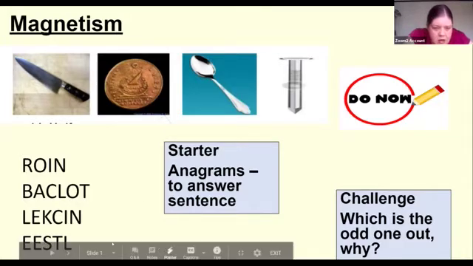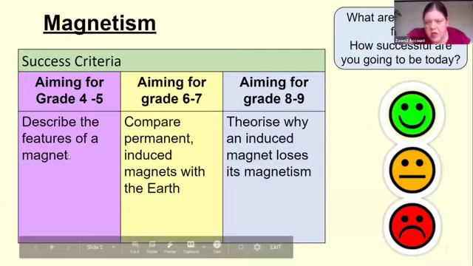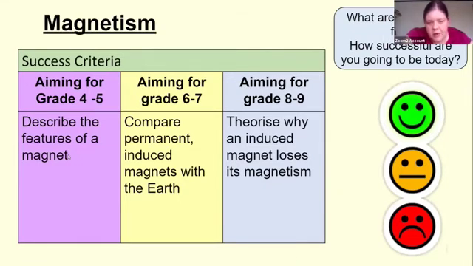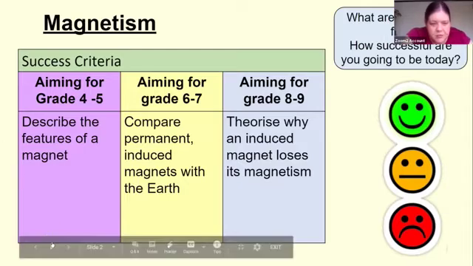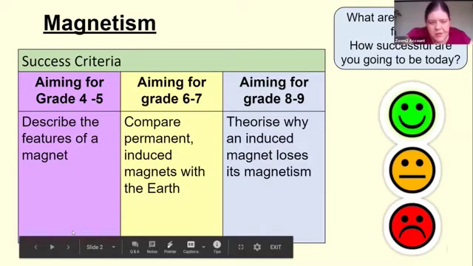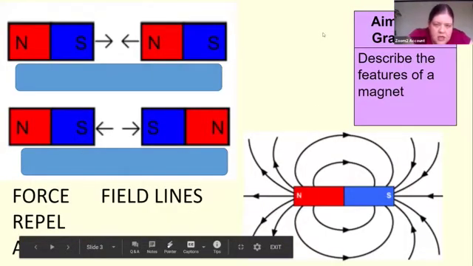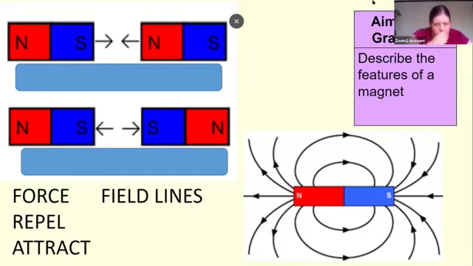Okay, so the first bit of what I want to run through today with you is just magnets: the key features of a magnet, permanent and induced magnets and the earth, and why induced magnets can actually lose their magnetism. And then the second bit, I'm going to move on to electromagnets, which are funky. So this is a recap slide to help you describe the key features of a magnet.